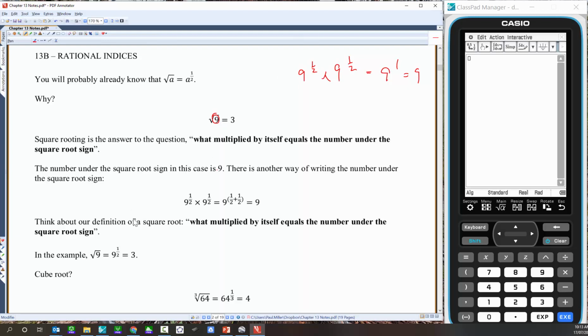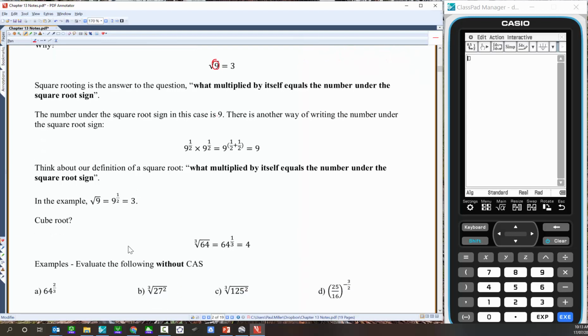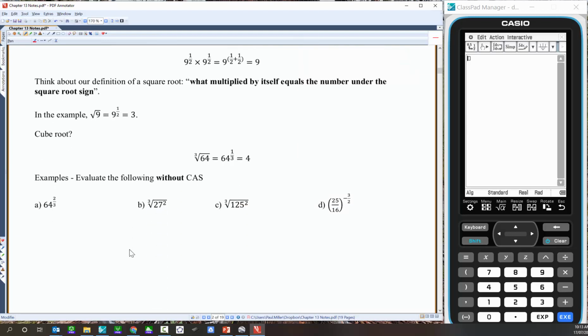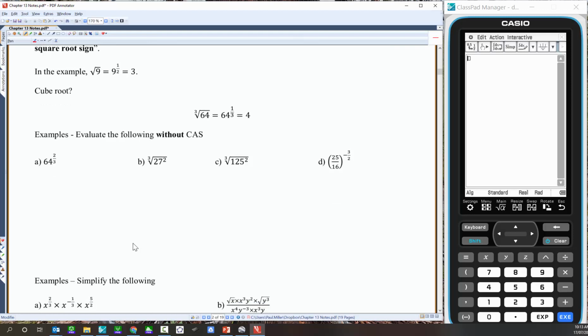So what we can conclude then, girls, is that the square root of 9 is 9 to the half, because 9 to the half multiplied by itself equals the number underneath the square root sign, or 3 does as well. And it's the exact same idea behind the third root, or the cube root. All right, what we're going to do is use our knowledge of this to evaluate these without the help of the calculator. So what we're going to do is rewrite 64 to the 1/3 to the 2.